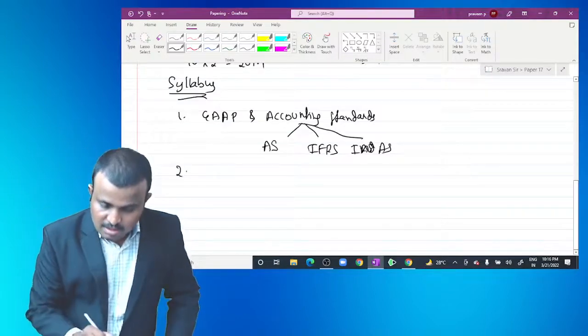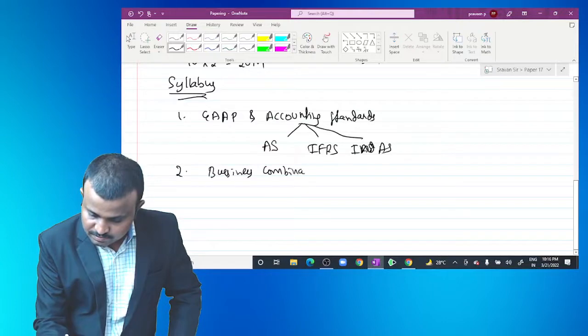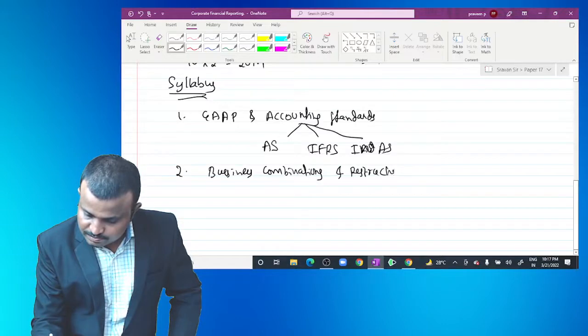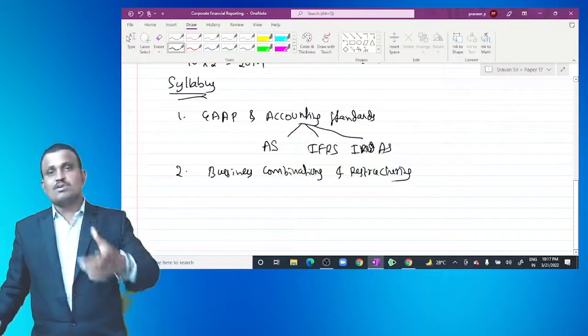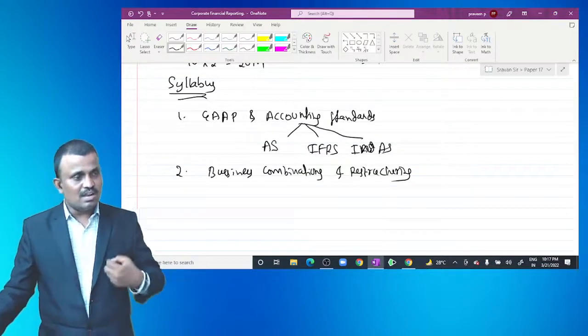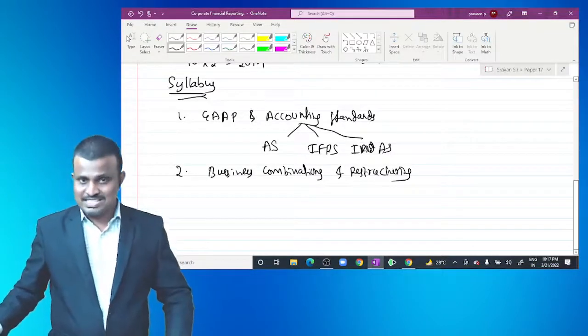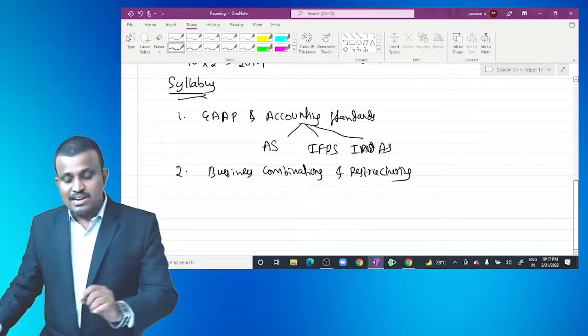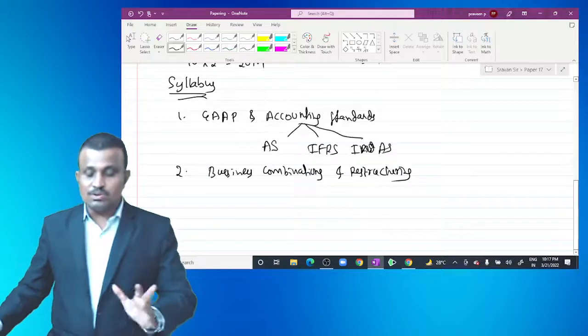Then the second one is business combinations and restructuring. In this topic, we are going to discuss accounting for amalgamation, merger, and accounting for demerger, and how to calculate the goodwill or purchase consideration, etc. And coming to internal restructuring, reconstruction, we are going to discuss.